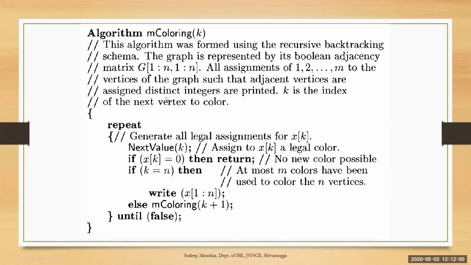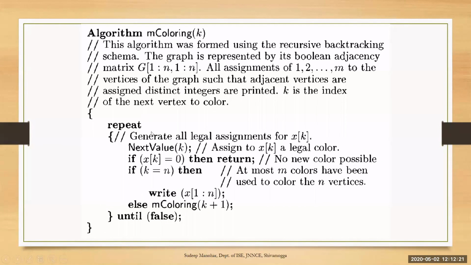K is the index of the next vertex to color. So K tells which is the next vertex to color. Initially I am passing 1. 1 tells that vertex 1 is the next vertex to be colored. Now let us look at this. Repeat. It is an infinite loop. It comes out when the condition becomes false.